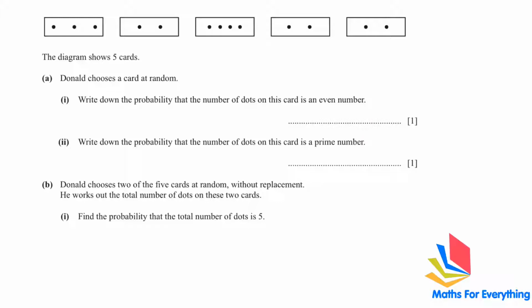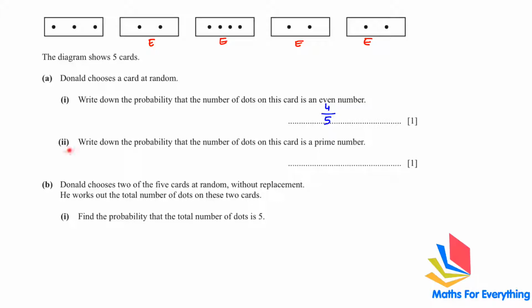Even numbers are numbers ending with 0, 2, 4, 6, and 8. So this is an even number card, even number, and even number. So how many even number cards do we have? 4. And how many total cards? 5. So 4 over 5.